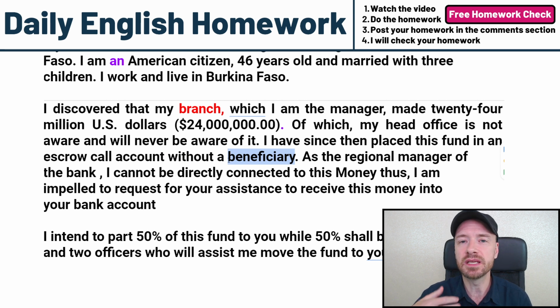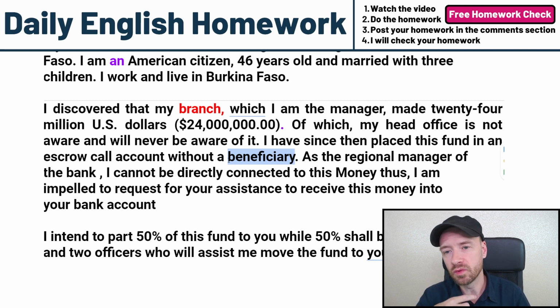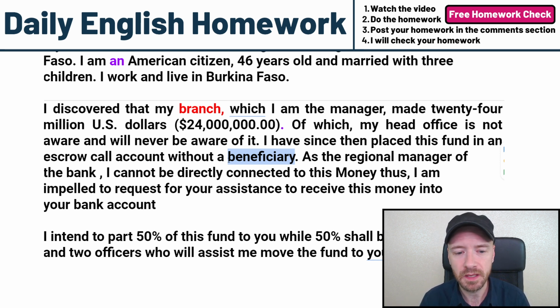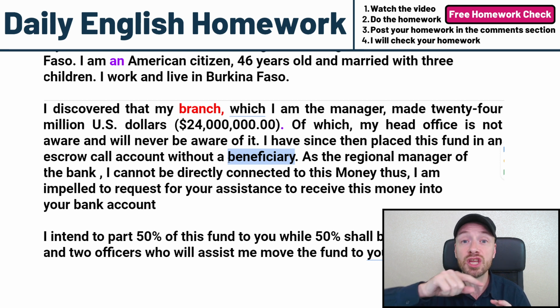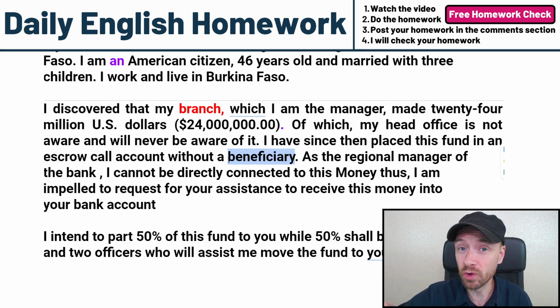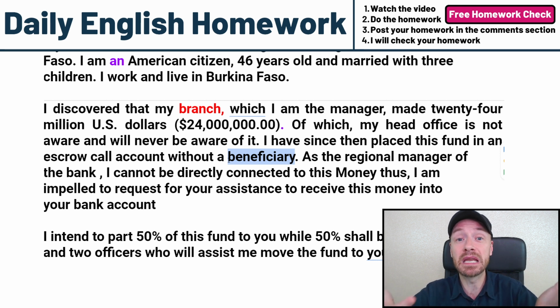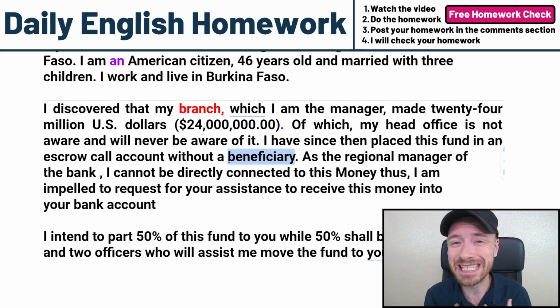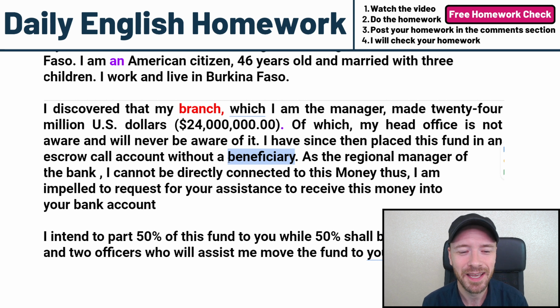So the beneficiary is someone who will get the money. Right now, nobody's going to get that money. He put it in the escrow account. It should be directed to someone, but he doesn't have that someone yet. So this is why he's talking to me. He wants me to be the beneficiary, the person who receives the money. Why? He's going to tell us why. Why is he such a nice guy, wanting to give us money? Why does he want to make me the beneficiary?